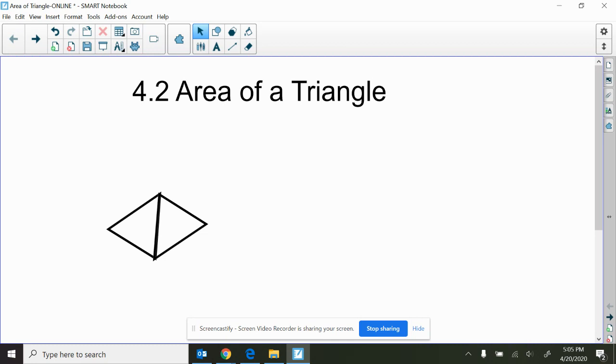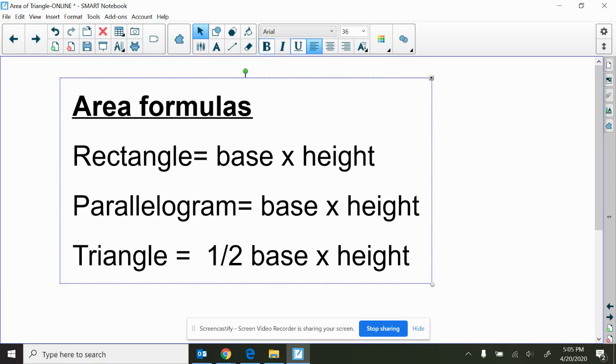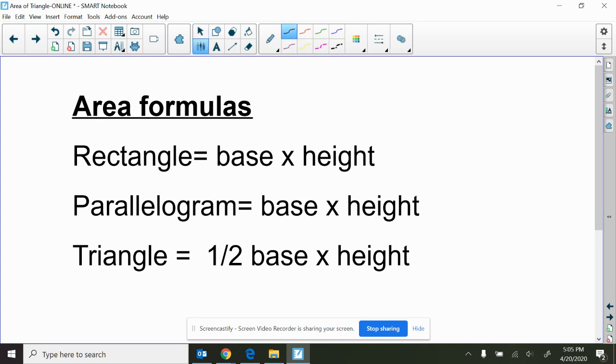So if we know that two triangles together make a parallelogram, and we also know that the area of a parallelogram is base times height, well, then for a triangle, it would have to be half of that. And that's exactly what our formula is for the area of a triangle. So we know rectangles are base times height, parallelograms also base times height. The difference that we're going to see here today with the triangle is that we multiply 1/2 times the base times the height. There are a couple of tricks to make that a little bit easier.